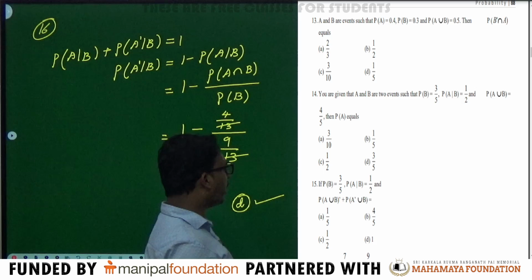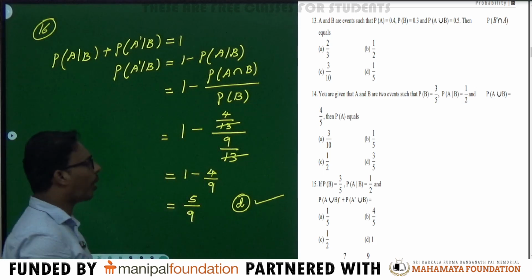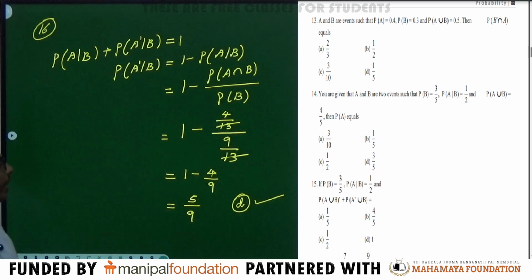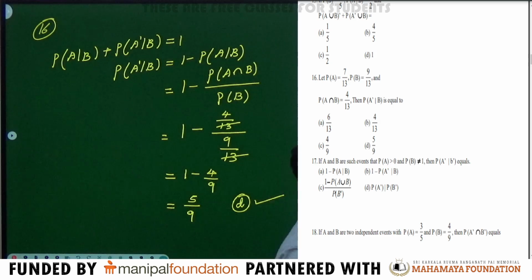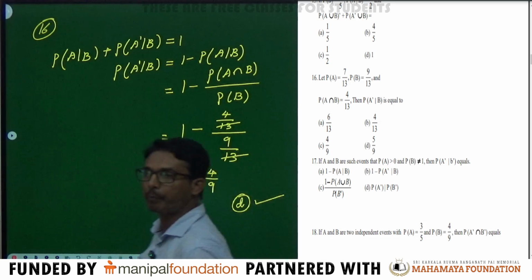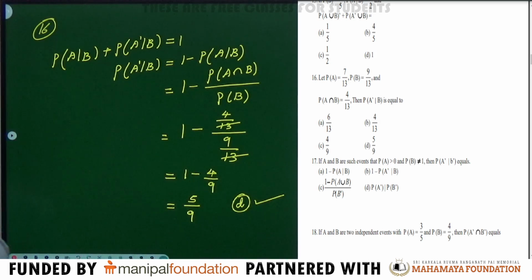So question number 15, I already told you the formula for probability of A dash bar B dash. The answer is 1 minus probability of A union B upon 1 minus probability of B, or 1 minus probability of A union B upon probability of B dash. For question number 17, the answer is option C.